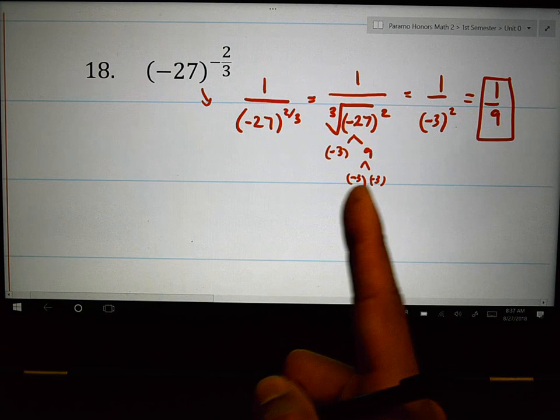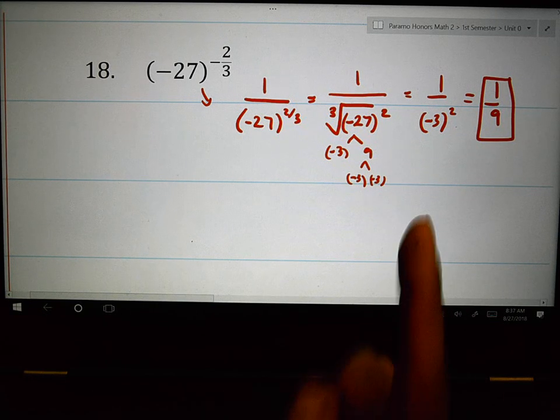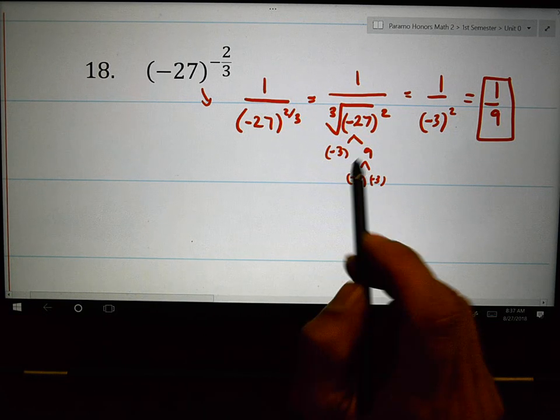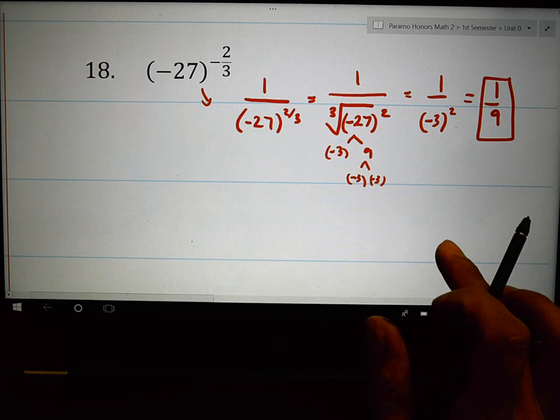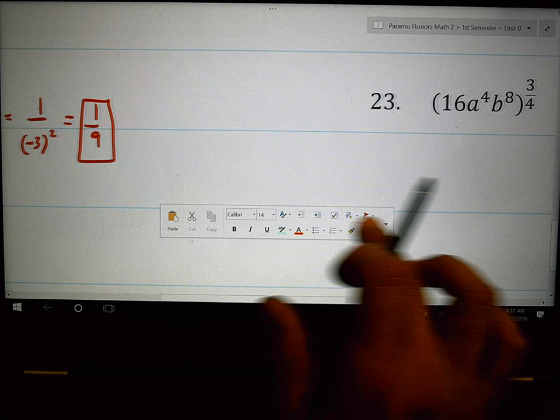There are other roads you could do, and you can still get the same answer if you decided to do the square first, which would have been fine.